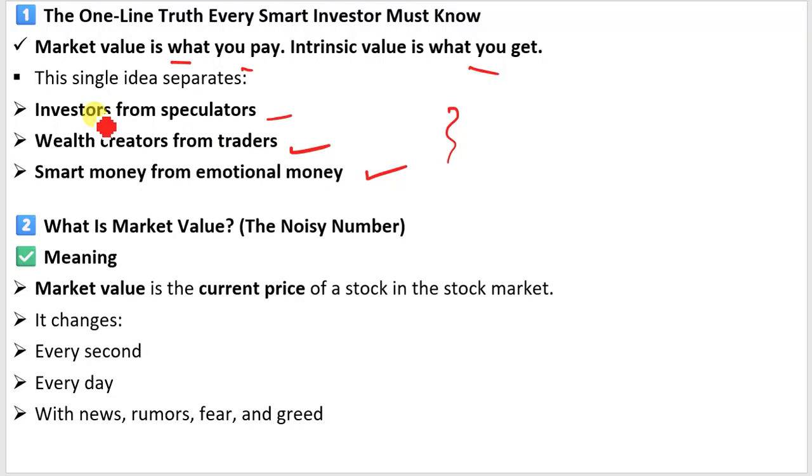Now we come to market value. What is market value? This is a noisy number. Market value is the current price of the stock in the stock market, where the stock is trading. It changes every second, every day, with news, rumors, fear, and greed. That is called the market value, the current price of a stock.